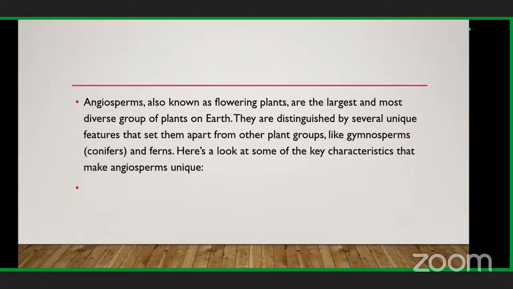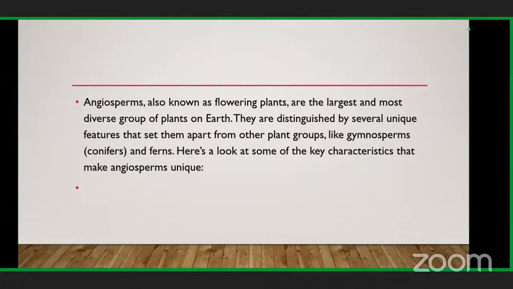So what are angiosperms? These are also known as the flowering plants and are the largest and most diverse group of plants on earth. Earlier, till gymnosperms, plants were not flowering. Pteridophytes and gymnosperms are vascular, but angiosperms are flowering plants, meaning they produce both fruit and flower. They are of course vascular also.